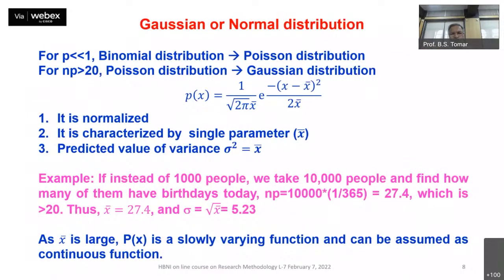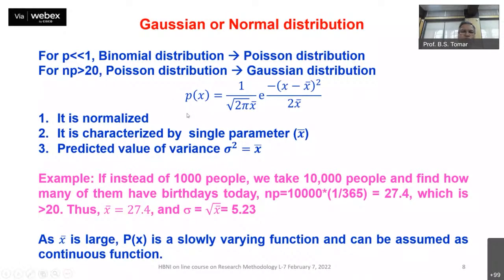Then the third distribution is the Gaussian distribution. We also call it the normal distribution. So in binomial distribution, when the probability was too low, much less than 1, then the binomial distribution gets reduced to Poisson's distribution. And in the Poisson's distribution, when the NP value becomes much larger than 10, 20, then the Poisson's distribution tends to a Gaussian distribution.